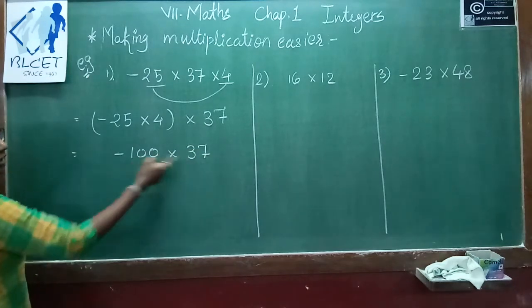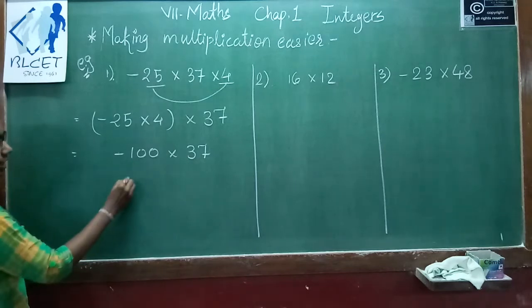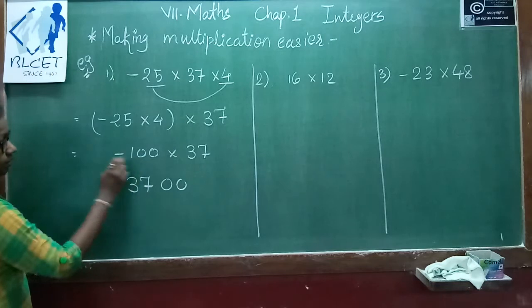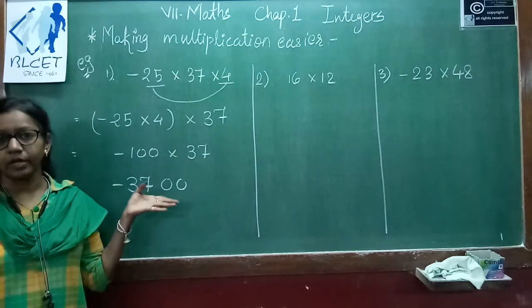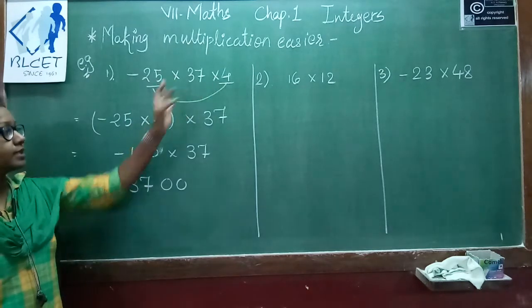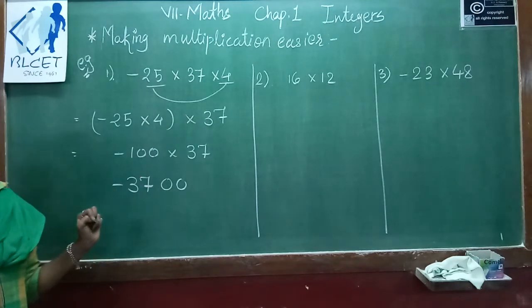Now it is very easy to do the multiplication. 37 into 100 means 37 times 1 is 37. How many zeros? 2 zeros. Minus, so easily within a second you can find the answer. The 25 times 4 is 100, 1 times 37 is 3700, minus sign is there, so minus 3700.